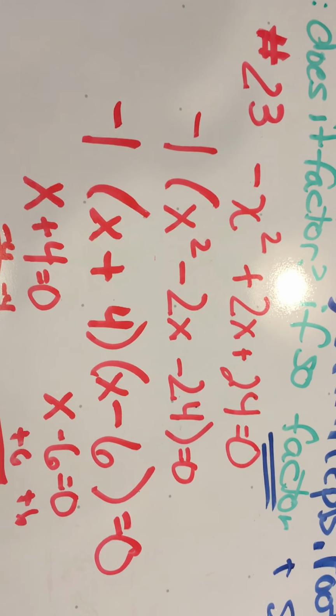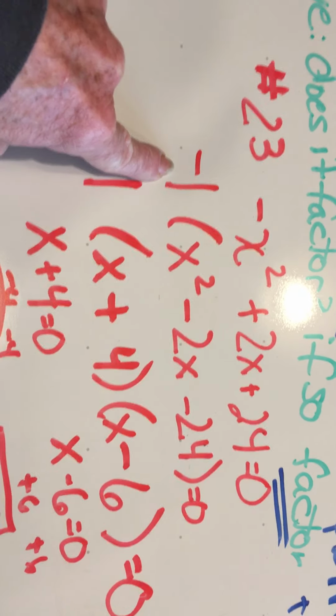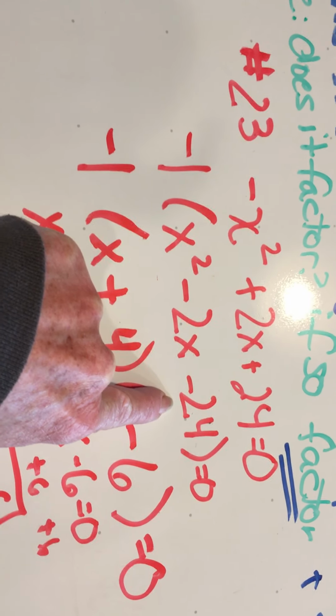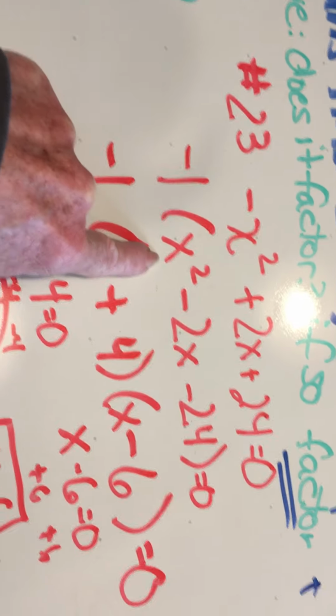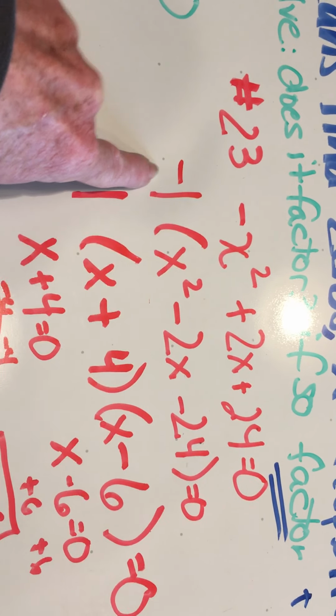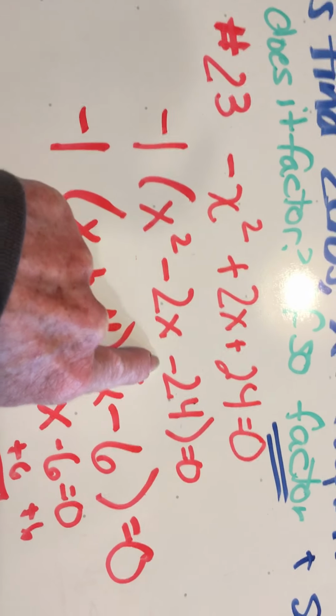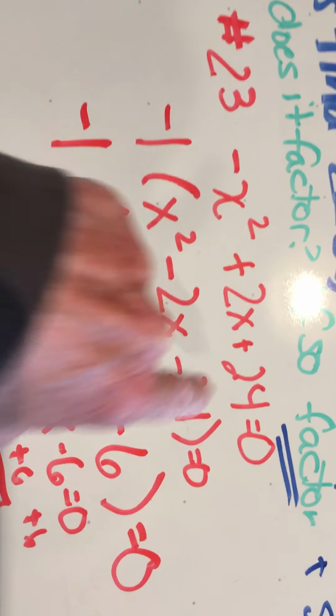Negative x squared plus 2x plus 24. Remember, we factor out a negative 1. That changes the signs on everything to their opposites. Because negative 1 times x squared gives me negative x squared. Negative 1 times negative 2 gives me the positive 2. Negative 1 times negative 24 gives me positive 24.